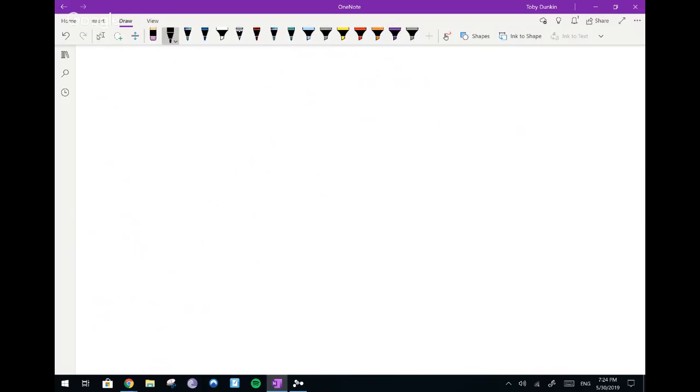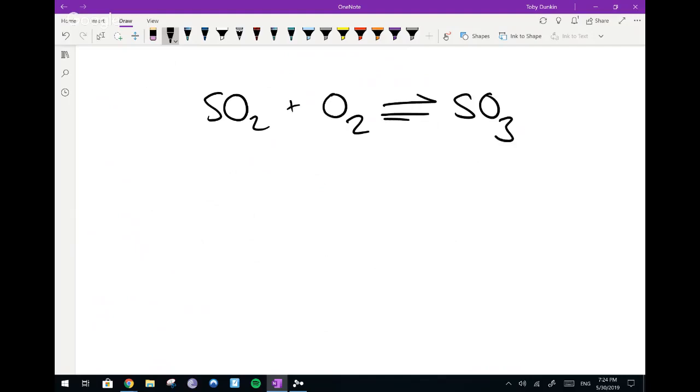Okay, so next one, let's choose a different equilibrium. Let's go for something that you might not have seen. I'm dragging up equilibriums out of my head now. I don't want to start making them up. I'll just stick with this one. SO2 plus O2 goes to SO3. This is called the contact process. I'm going to balance it. Cool, so there's my balanced equation.